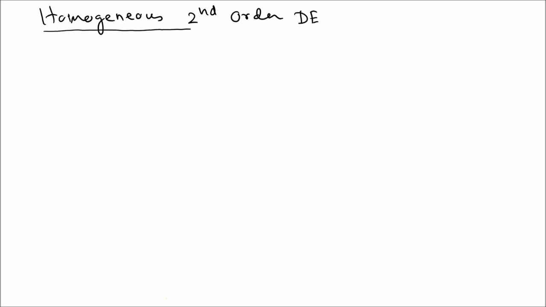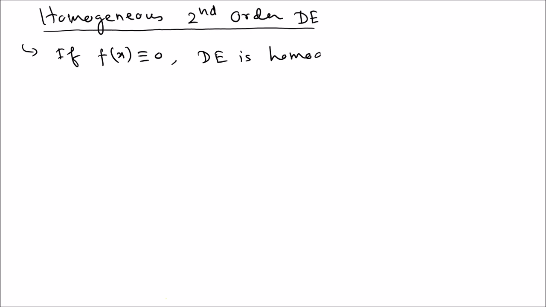That's what you call the homogeneous second order differential equation. What is that? That means if the f(x) function is identically zero, then the differential equation is homogeneous. You just say homo in short sometimes.